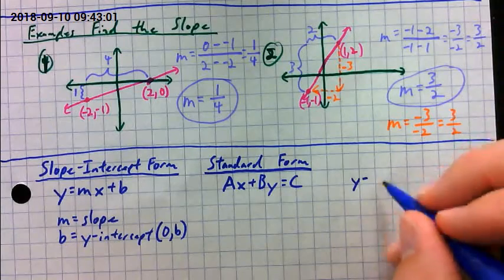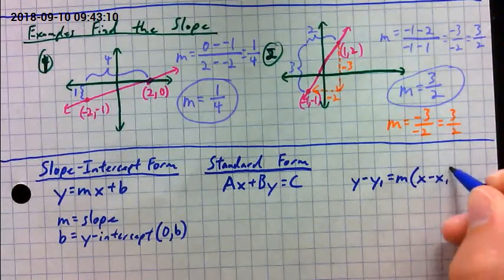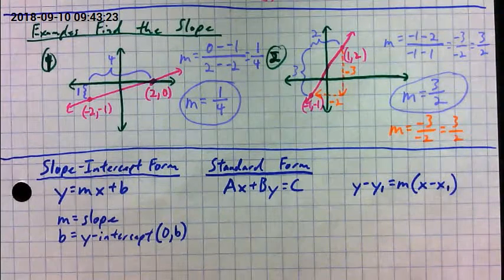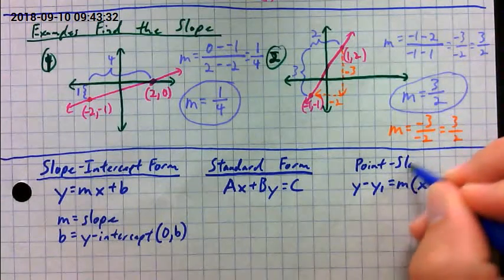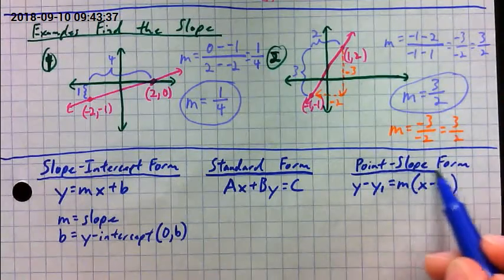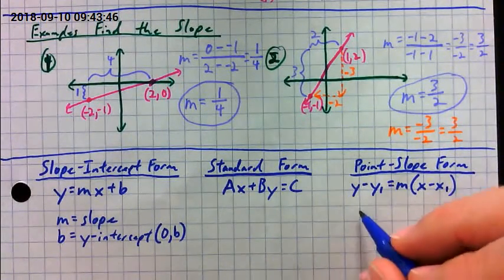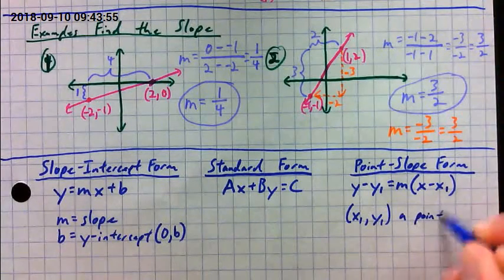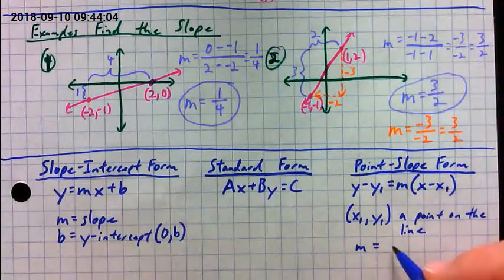It is y minus y1 equals m times parentheses x minus x1. Now, I don't know why people tend to not like this one, because it's actually a very easy formula to use. Anybody know what this one's called? Yeah, point slope. So this is point slope form. And it's called point slope form because you're given a point and the slope. The x1 and the y1 represent a point on the line. So x1, comma, y1 is a point on the line.